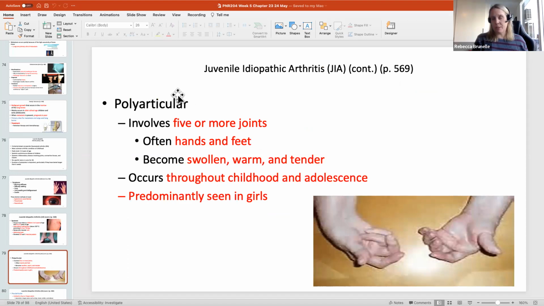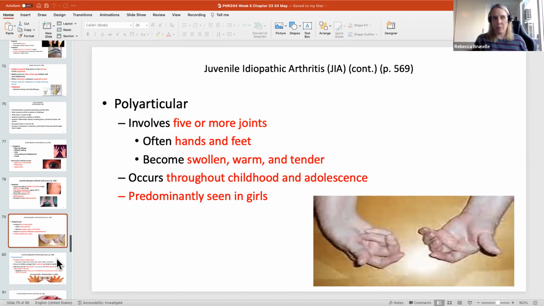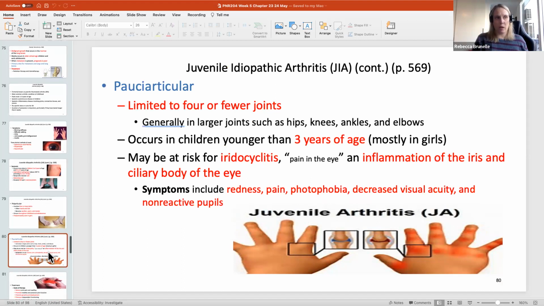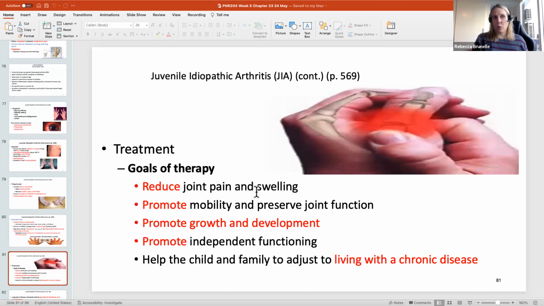So depending on the number of joints, it's polyarticular or pauciarticular. So this is 5 or more. And like I said, it is a disease that has remissions and exacerbations, and it is a lifelong illness. That's one of the things you have to prepare parents and children for, that this is something they'll be dealing with long term. And then the pauciarticular is the main thing, it's limited to 4 or fewer joints. And this is the one that's going to be more associated with the uveitis or the problems with their eye. So you want to reduce joint pain and swelling, promote mobility, promote normal growth and development, independent functioning, and try to prepare them for managing a chronic illness long term.